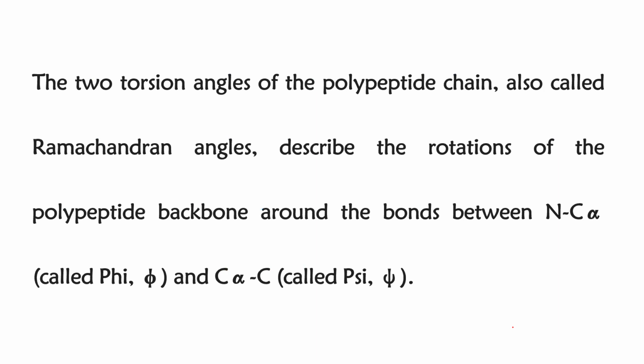Okay. See, the two torsion angles of the polypeptide chain, also called Ramachandran angles, describe the rotations of the polypeptide backbone around the bonds between N and C alpha and C alpha and C. The angle here, that is phi, is between N and alpha carbon, N-C alpha. And C alpha-C also has an angle here which is known as psi. Okay. These two angles, phi and psi, they can rotate. Clear? They can rotate. They have a single bond nature.